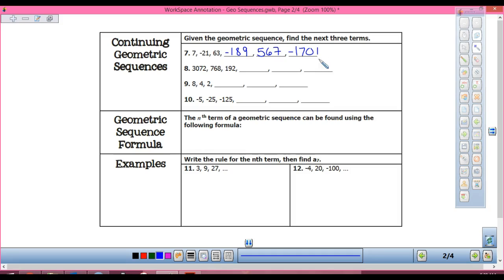Okay, number 8, what are they doing? Dividing by 4? How'd you get that? Because some people are a little bit confused going, I don't have a clue what's going on in this one. Yeah, so you take 192 divided by 768, and that'll tell you that your ratio is 0.25, right? Okay, so that means we're going to divide by 4. So 192 divided by 4? 48. Divided by 4? 12. Divided by 4? 3. Good.